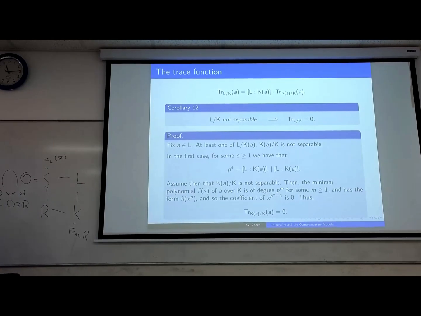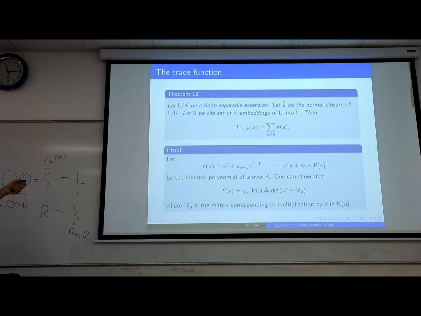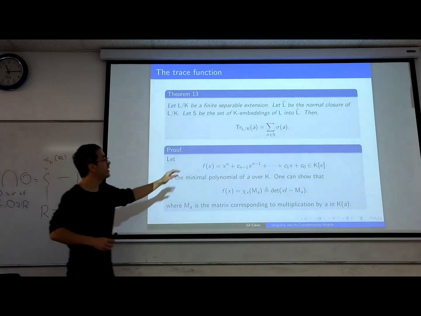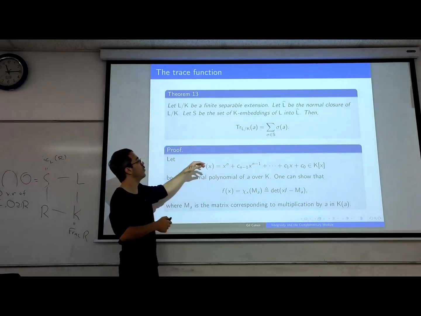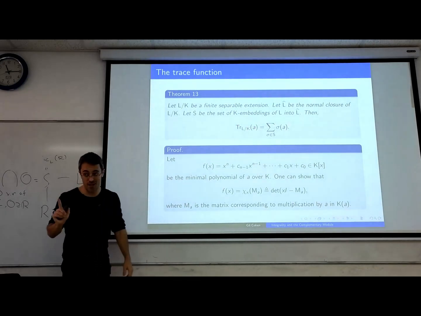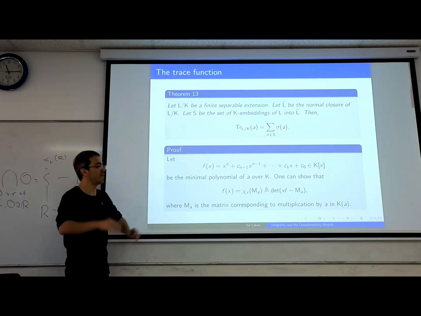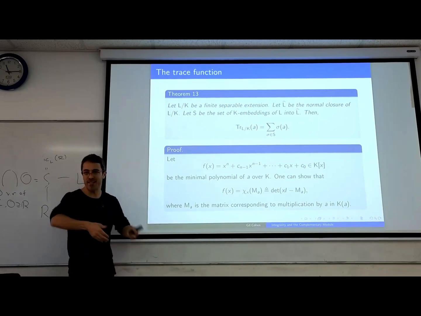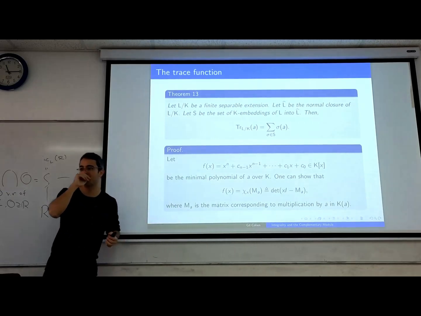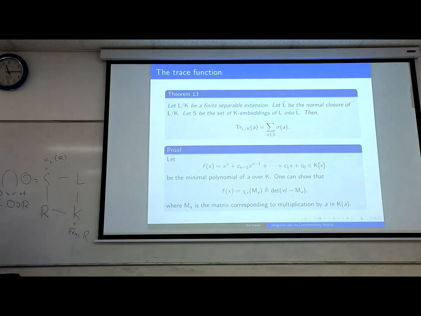Yes, you have to take a normal closure. That's kind of hidden in this, and it's hidden here because the sigmas go outside of L. The trace goes down to K. It takes an element A and sums up elements that potentially are not in K and are not even in L, but it's symmetric enough that it goes down to K. It requires a proof, but Tomer did that in the recitation.